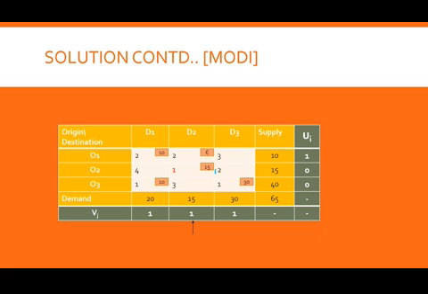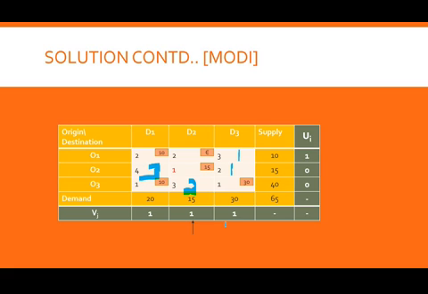What next? You're supposed to find out the eij values at non-occupied positions. So what will be the eij values? We will just have a look. 3 minus 1 is 2. 2 minus 1, 1. I get a 1 here. Here, 4 minus 0 is 4. 4 minus 1 is 3. I get a 3 here. At this place, 2 minus 0 minus 1 is a 1. Here, 3 minus 0 minus 1 will be a 2.